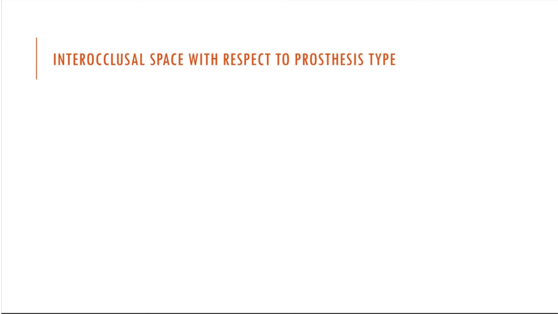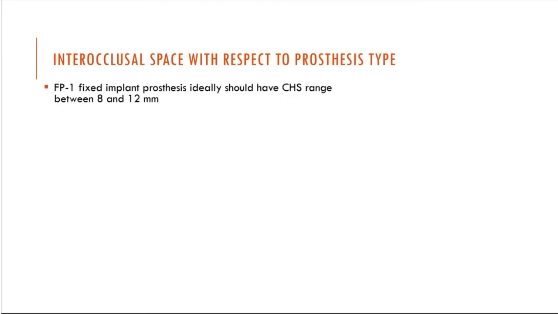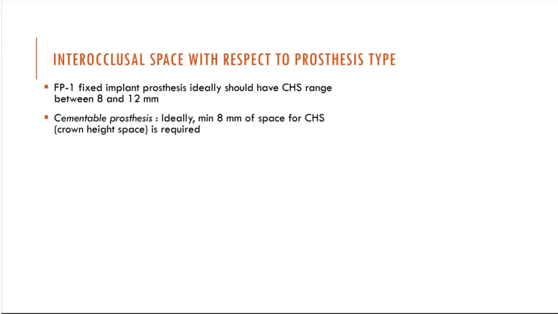We also have to know the interocclusal space that we need with respect to the type of prosthesis that we are going to use. For the FP1 fixed implant prosthesis, ideally you should have a crown height space ranging between 8 to 12 mm. For a cementable prosthesis, ideally a minimum of 8 mm of crown height space is required.